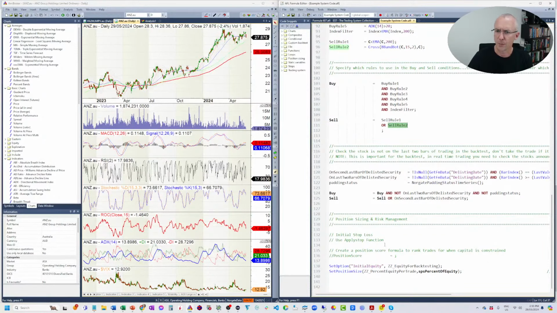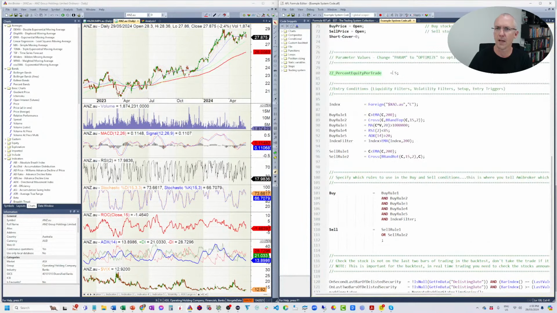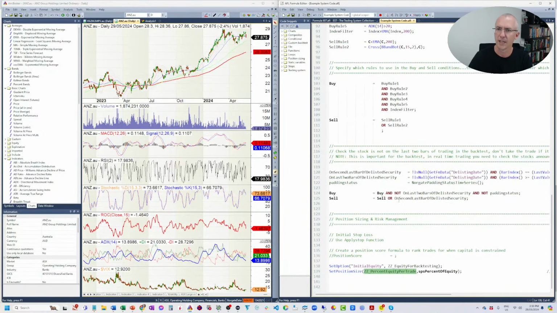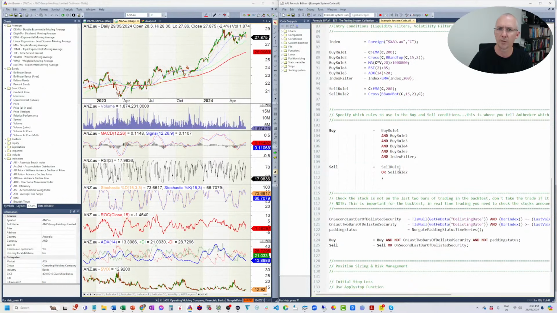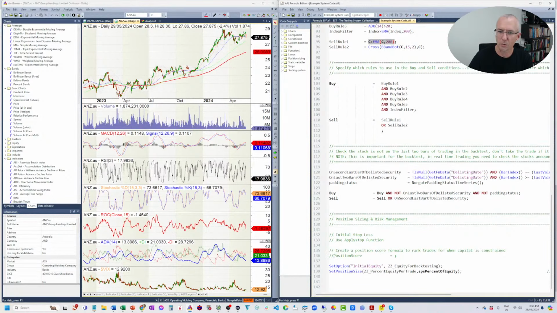For the purpose of this exercise, I'm going to do percent of equity position sizing and risk, have 5% of equity in each trade. There's no stop loss, there's no trailing stop, because we've got the exit below the 200-day moving average, which kind of acts as a trailing stop anyway. We don't have a position score formula in here. Position score is the way we rank trades, so I like to buy stocks that are moving up fast. So let's call the position score the distance between the closing price over the EMA.